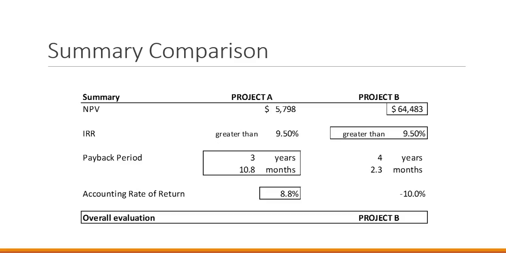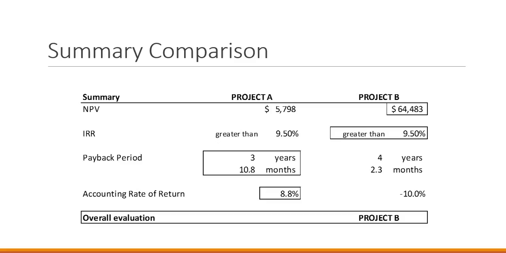In the case of the payback period, Project A is better. We recover our investment in a shorter period of time. That's the objective of the payback period analysis, to determine how much time it takes for us to recover our investment. The less time, the better. And in looking at accounting rate of return, we also have a better result with Project A. We have a positive number compared to Project B's negative number. Clearly, a positive accounting return is better than a negative return.